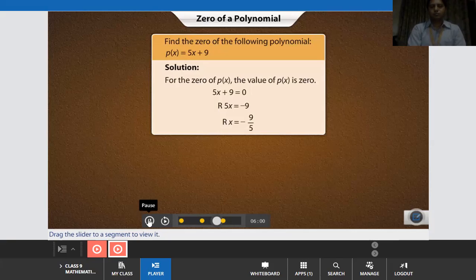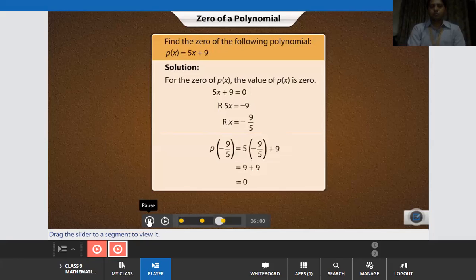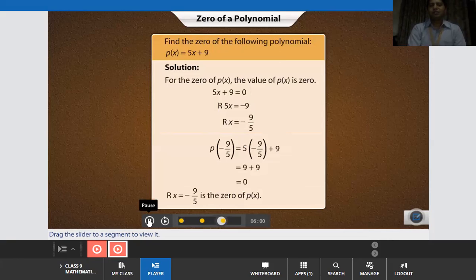We determine this by equating the polynomial to 0. The value of x obtained is -9 upon 5. Now let's verify our result by substituting back -9 upon 5 in place of x in the polynomial. We see that the value of the polynomial obtained is 0. Here the 5 and 5 will get cancelled. We'll have -9 plus 9, and -9 plus 9 will become 0. So x equals -9 by 5 is the zero of the polynomial.